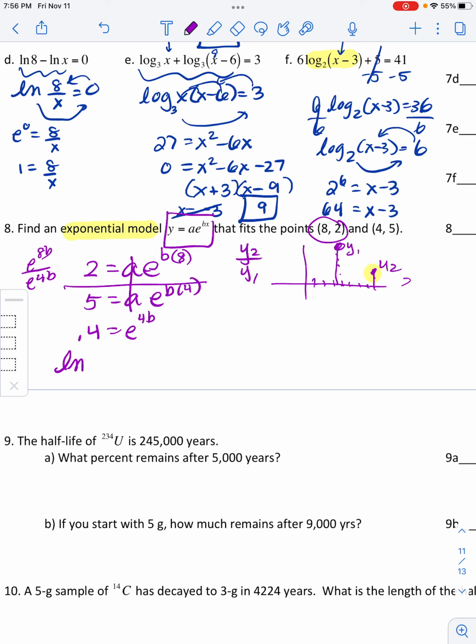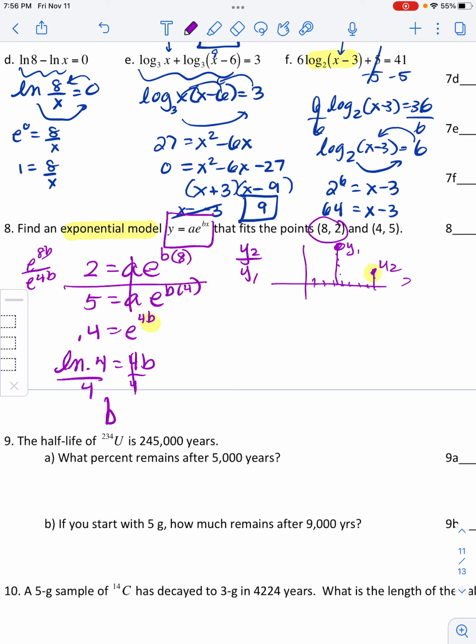Then I'm going to ln 0.4 to get that power. So I had an exponential right here, so I unlock it using a log. Then I'm going to get my b value by dividing by 4. So I'm going to cancel that out. I'm going to go to my calculator and say ln of 0.4, close the parentheses, divided by 4.